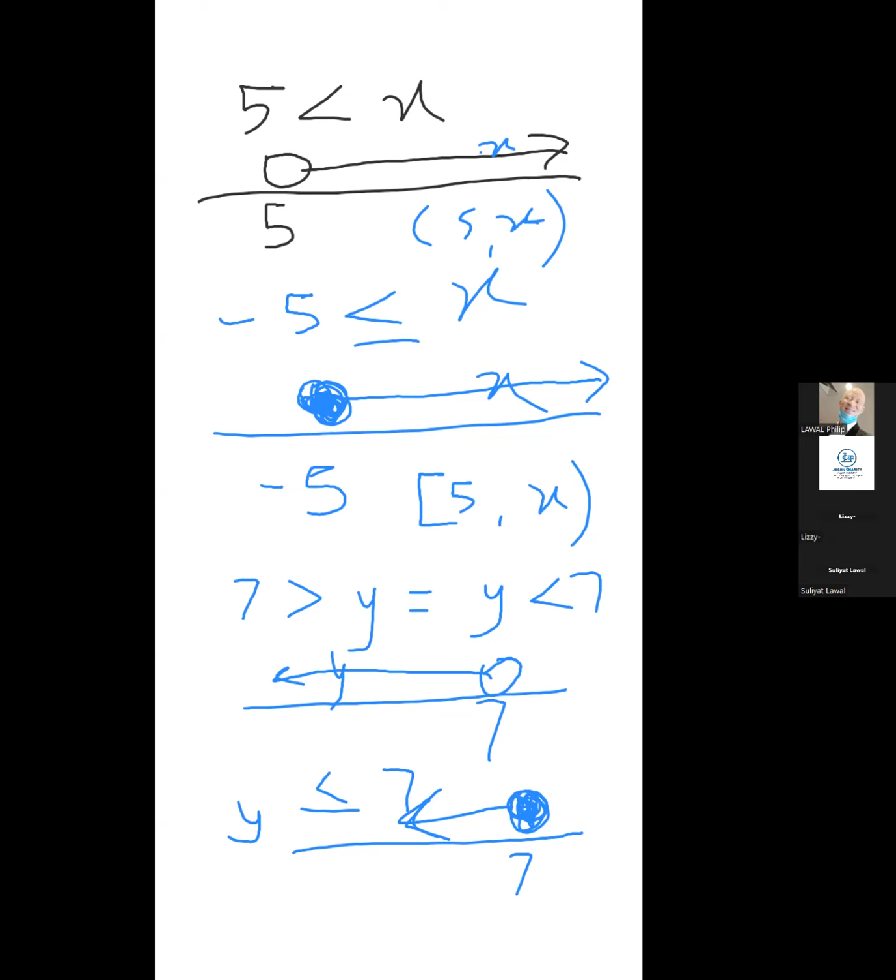Now, is it possible we have the 2? The answer is yes. I can use any number. Minus 13 is less than x and x is less than 7. So you can have something like that. x is a number between minus 13 and 7. So I'll create 2 numbers, minus 13 and 7. Then I'll do this, and then I'll do this.